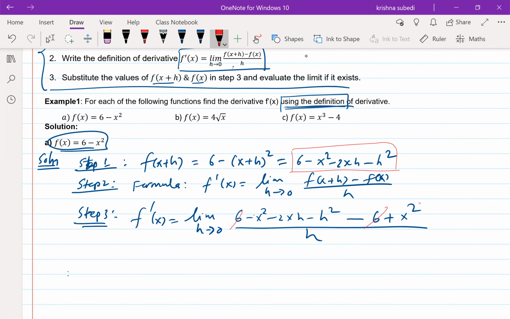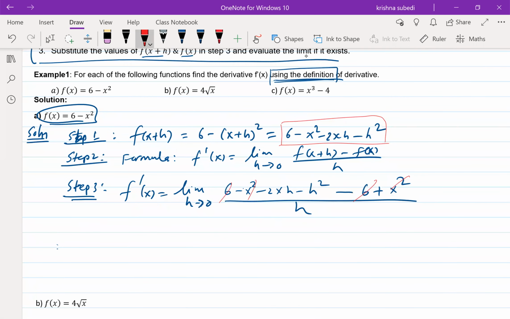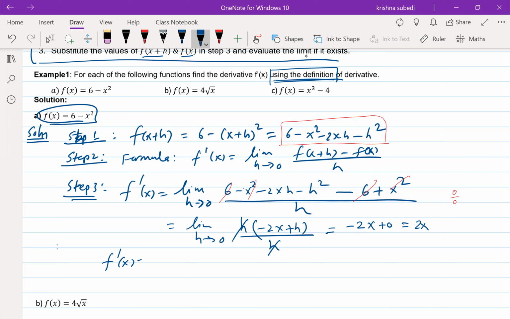The 6 cancels out, the x squared cancels out. In order to evaluate the limit, you may want to plug in the value of h directly. That's going to give you 0 over 0. That means we have to do some algebra, and the easiest algebra here would be to just factor out h. So now you plug in the value. You're going to get negative 2x plus 0, so the derivative is negative 2x.